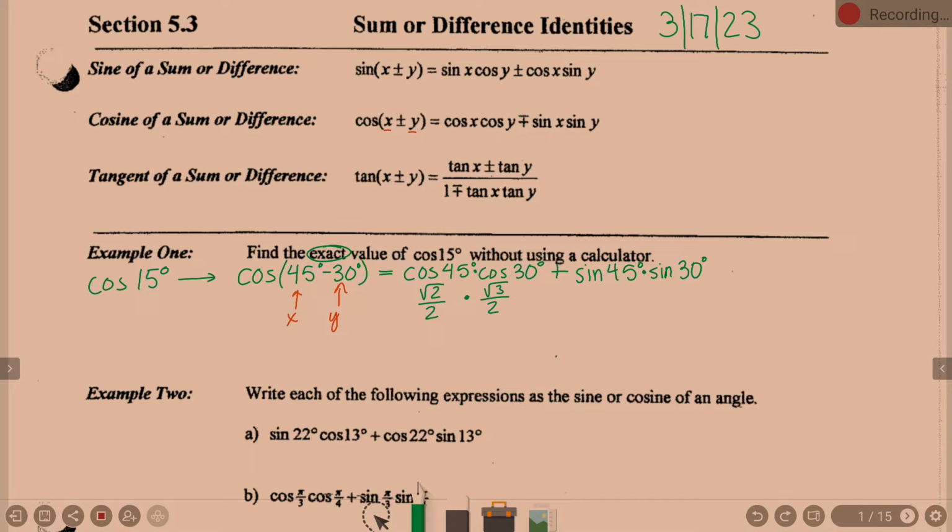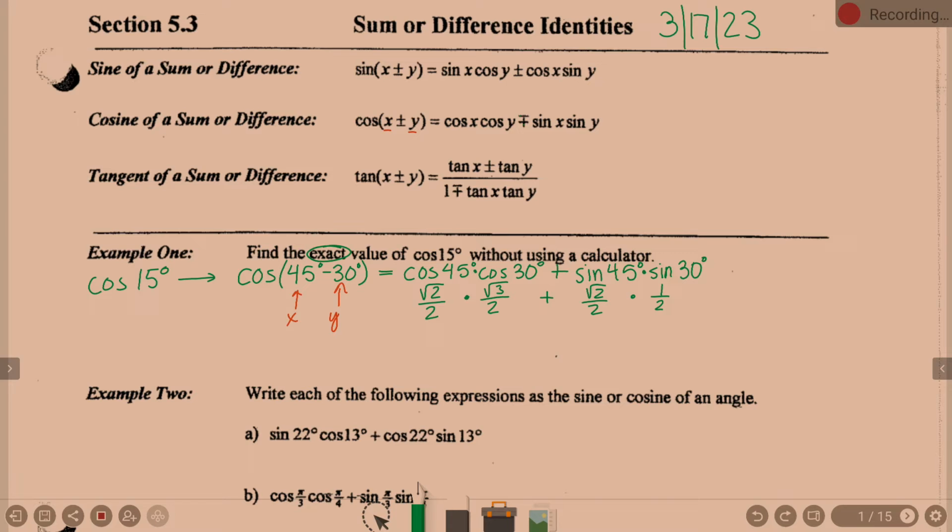Plus sine of 45 degrees, square root of 2 over 2, times sine of 30 degrees, 1/2. Okay. All we're going to do now is clean this up, and I'm going to express it how you often see these answers expressed.